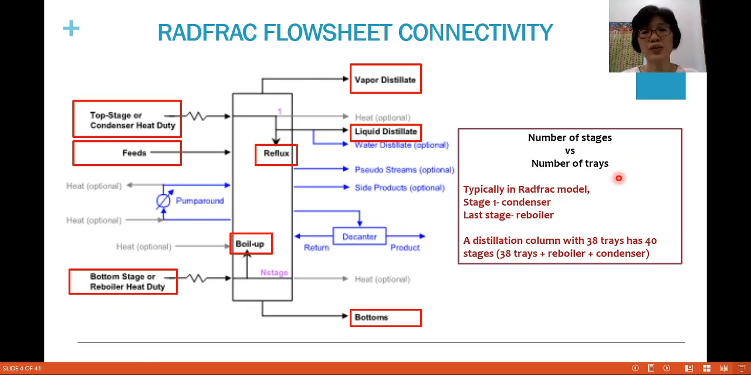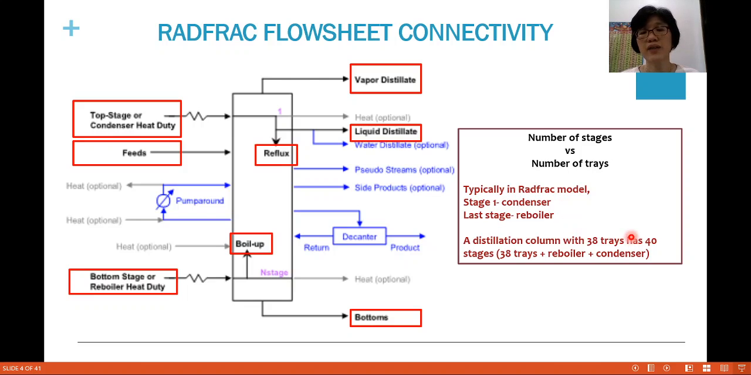So bring your attention to the box on your right. I have actually put number of stages versus number of trays. What you learned in unit op last time is you always mention number of trays. But when you want to use RecFrac as a model, you have to know what the differences are between these two. As I told you, stage 1 in RecFrac is always condenser, and the last stage in the RecFrac model is always reboiler.